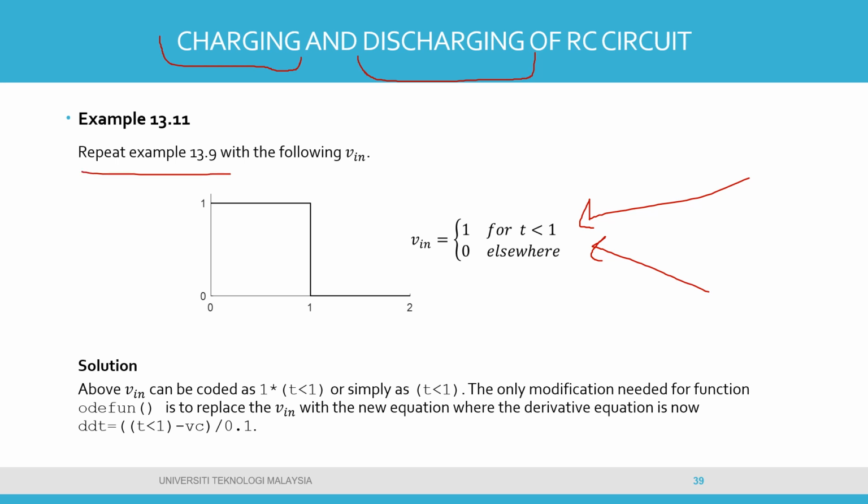Okay, repeat the previous example, which has the following V in. Previously it was 10 volt, but now it is 1 volt V in. So the above V in can be coded as 1 multiplied by t less than 1, or simply say that t less than 1. The only modification needed is the ODE function, to replace the V in and the new equation. Okay, this one.